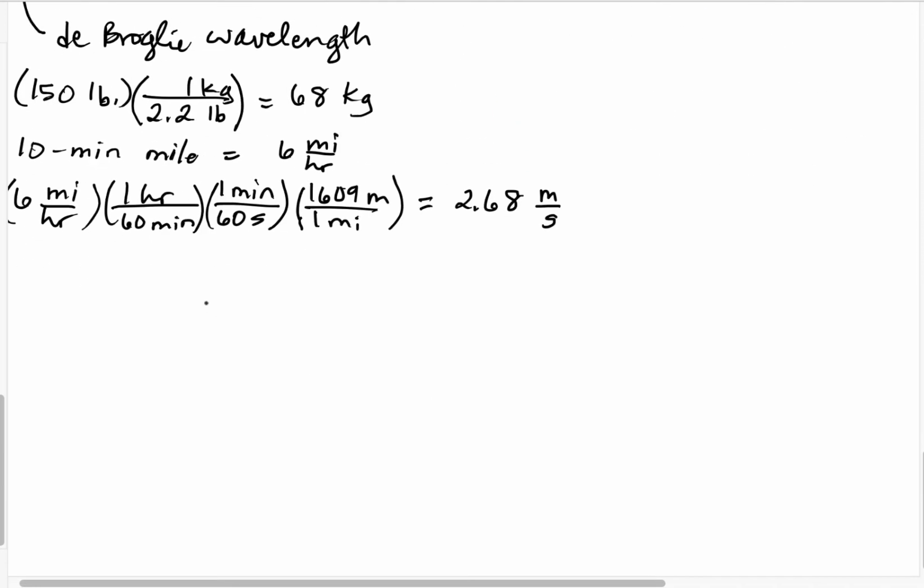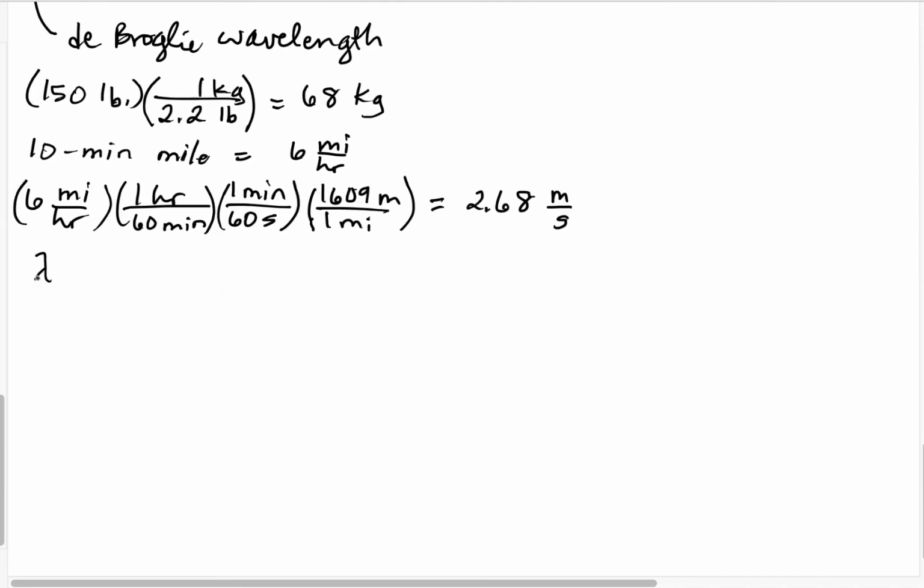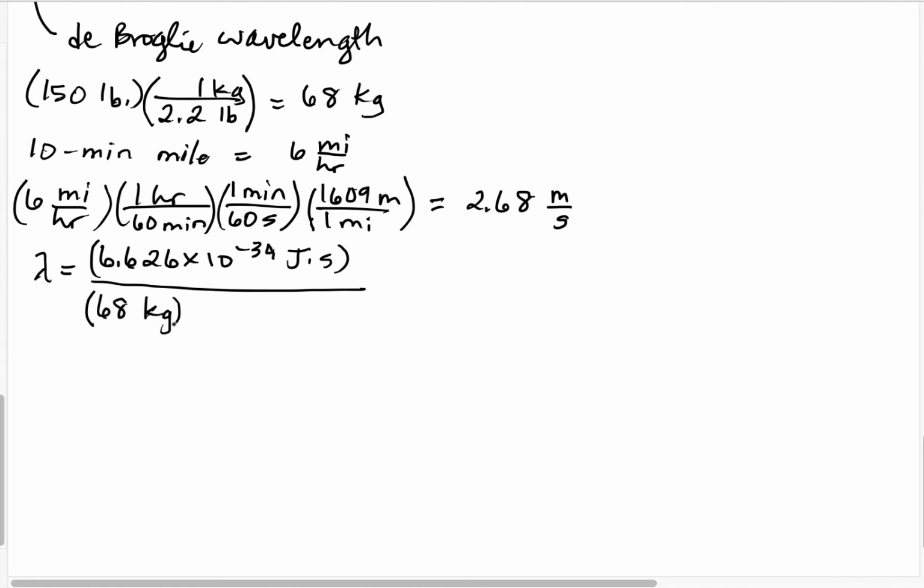So let's calculate their de Broglie wavelength. We still have Planck's constant on top, 6.626 times 10 to the minus 34 joule seconds. Then their mass was 68 kilograms, and their speed was 2.68 meters per second. Notice that these numbers are really small, and so they're just going to make this small number on the top even smaller. So if you do this, you get 3.6 times 10 to the minus 36 meters.